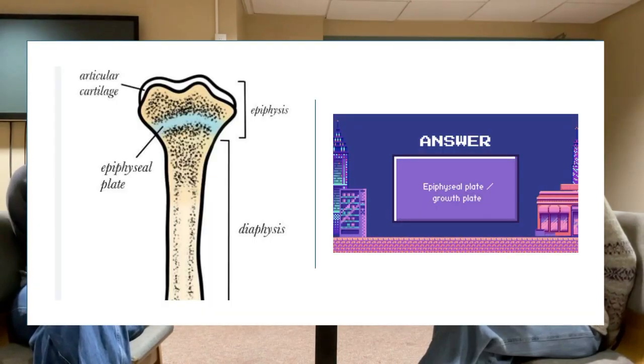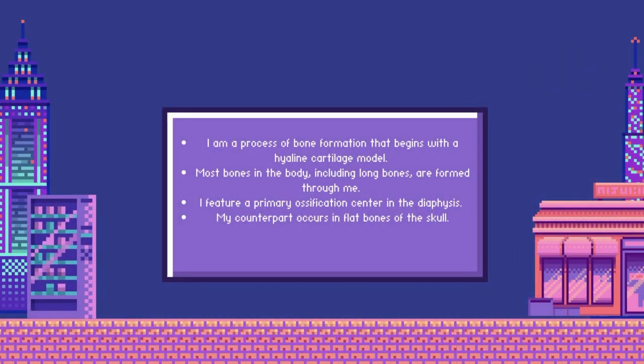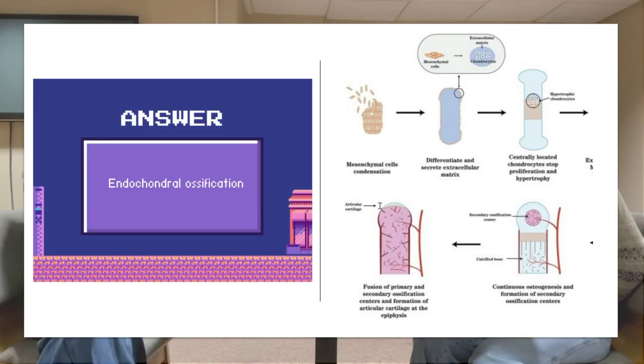That's correct. Round 8. I am a process of bone formation that begins with a hyaline cartilage model. Most bones in the body, including long bones, are formed through me. I feature a primary ossification center in the diaphysis, and my counterparts occur in flat bones of the skull. Who am I? Is that the intramembranous ossification? That's incorrect. The intramembranous ossification makes flat bones not from cartilage. It's endochondral ossification. Correct. That's the process that turns cartilage into the most bones in the body.